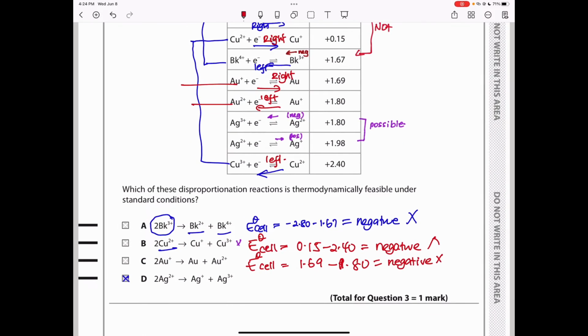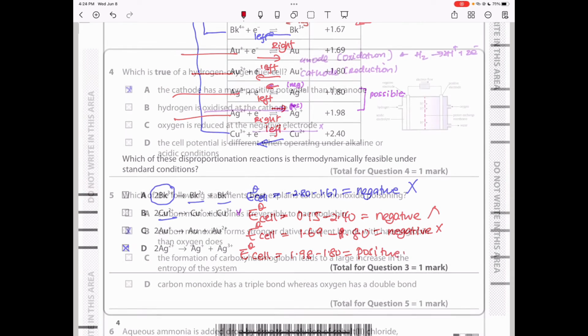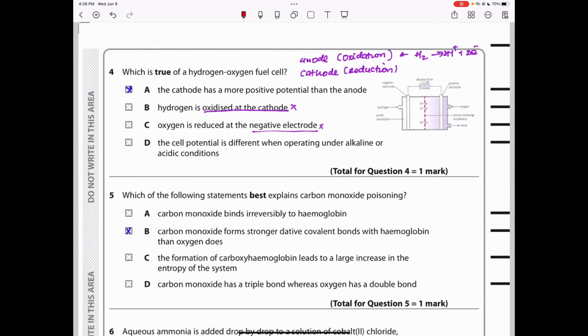Lastly, we have the silver one. We have this and this. So this is going to the negative side, that is going to the positive. Because it's going to be reversed, this is going to be generating electrons, so this is to the left and this is to the right. So the E theta for this cell is going to be 1.98 minus 1.80, which is positive, and therefore it's feasible.